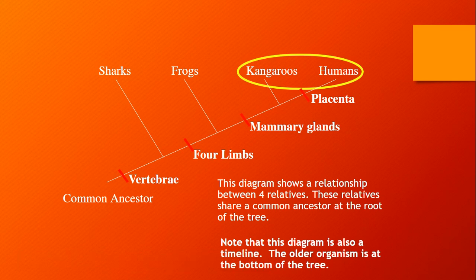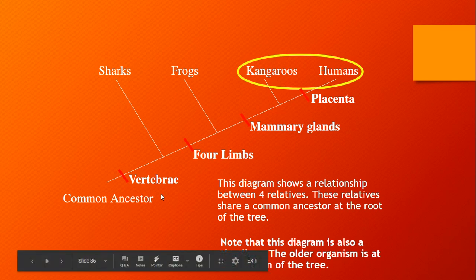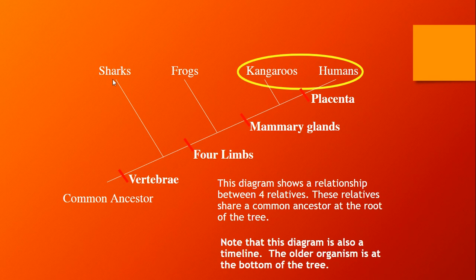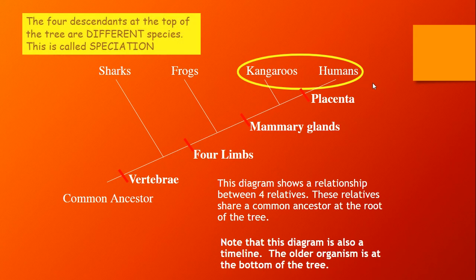Also, this is a timeline. The older organisms are at the base of the tree, the bottom of the tree. So sharks are older than frogs, frogs are older than kangaroos, kangaroos are older than humans. And the whole thing is to show different species at the tips, at the ends of the branches. Sharks, frogs, kangaroos, and humans are 4 species here. We call this speciation.